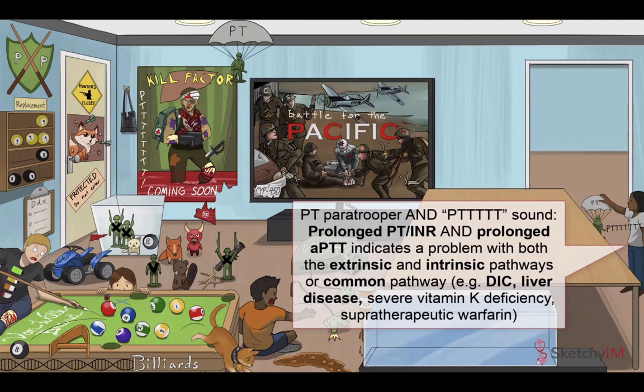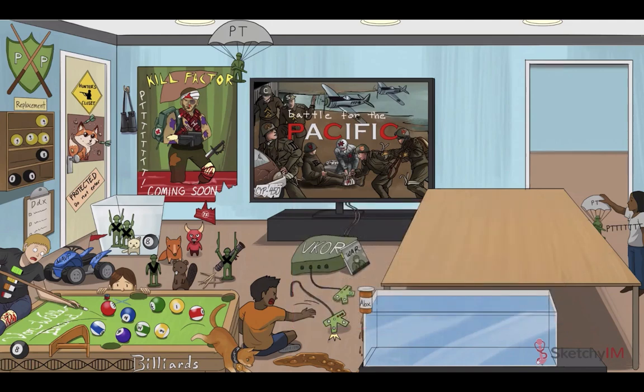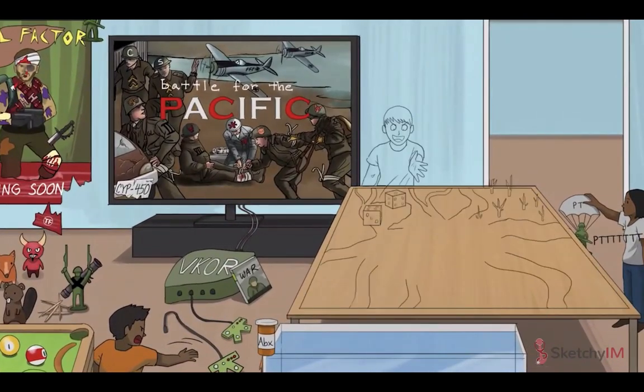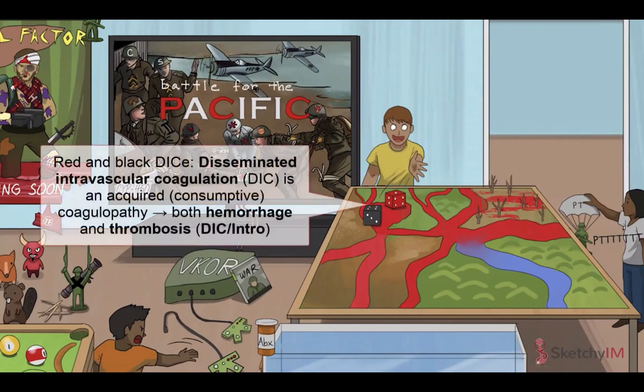Don that Khaleesi cosplay and get ready for some serious LARPing, because an epic battle of darkness and demons awaits us. Disseminated intravascular coagulation, or DIC, symbolized as always by these DIC dice, is a systemic process that causes both thrombosis and hemorrhage, which is why one of the dice is red while the other is black.